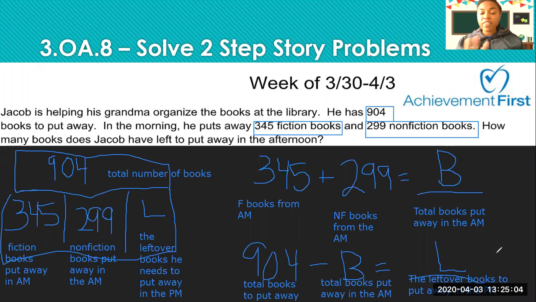Okay, we did a lot of thinking. The big questions I kept asking myself were, what's happening? How can I represent that? What does each number represent? Based on what I've solved for so far, what does this number represent?